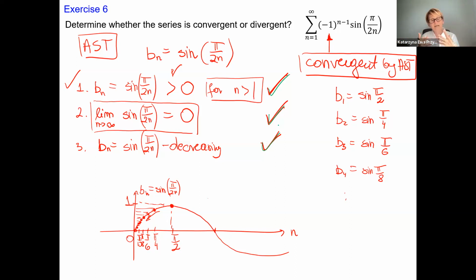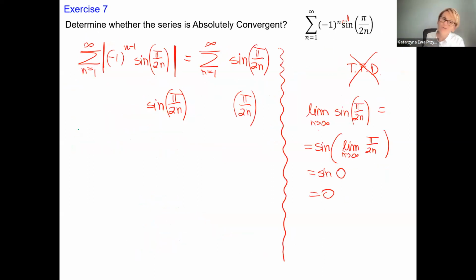This test is not so powerful, because if b sub n doesn't satisfy all of these conditions, then the test is not applicable. Please remember, we cannot say, oh, b sub n doesn't satisfy one of the conditions, so the series is divergent. No. Let's find different tests. The same for the test for divergence: it only tests divergence. The limit is 0, we know nothing.